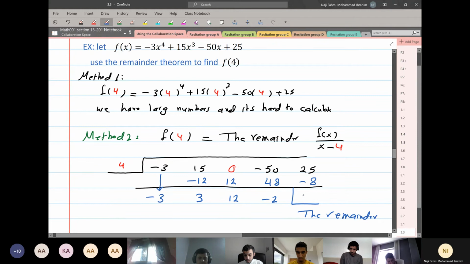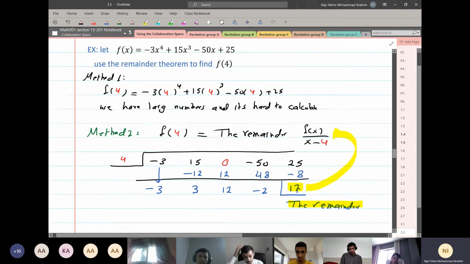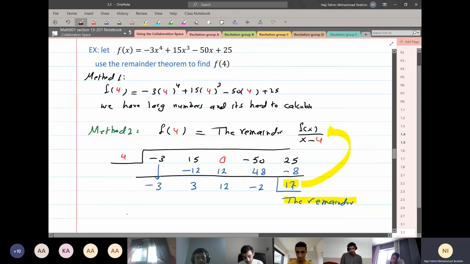Equals, doctor, 16. This 17 here, what do we call it now? The remainder, which is f of 4. So we'll say f of 4 is equal to what now? f of 4 is what, guys? Is 17. This is the remainder theorem.